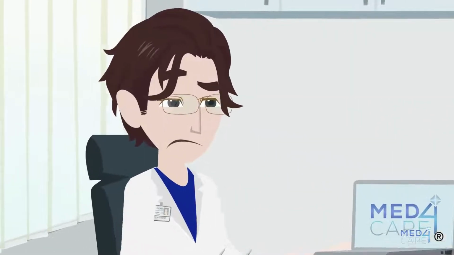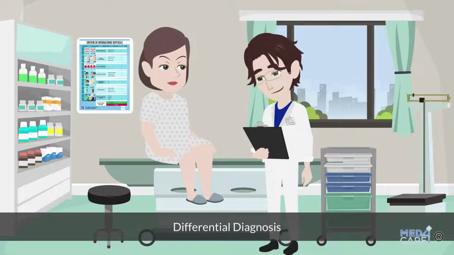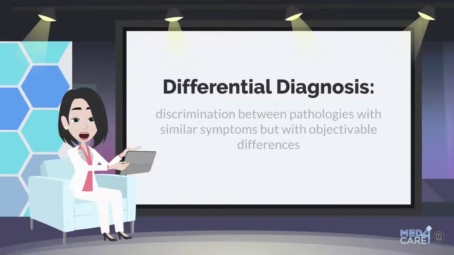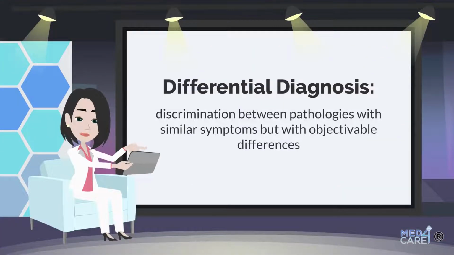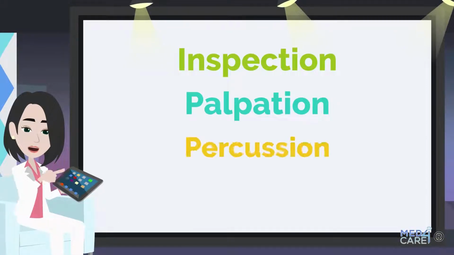Indeed, the description of the symptoms made by the patient may not be sufficient to identify the pathology. The physical examination in these cases allows the so-called differential diagnosis, that is, the discrimination between pathologies with similar symptoms but with objectivable differences. Generally, 4 phases are distinguished in the visit of a patient: inspection, palpation, percussion, auscultation.